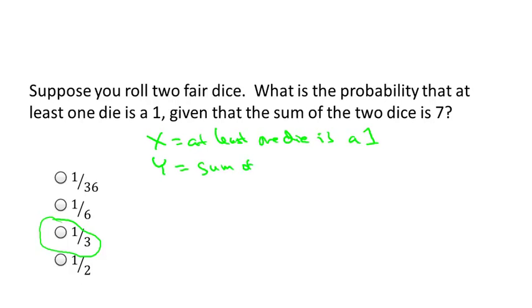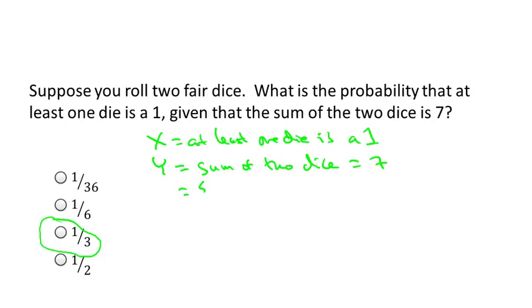Now, the easiest way to explain this is let's zoom in, let's drill down on Y. Let's figure out exactly which outcomes Y comprises. So the sum of the 2 dice being 7, we saw in the first part of the probability review that there's exactly 6 outcomes which give rise to the sum 7.